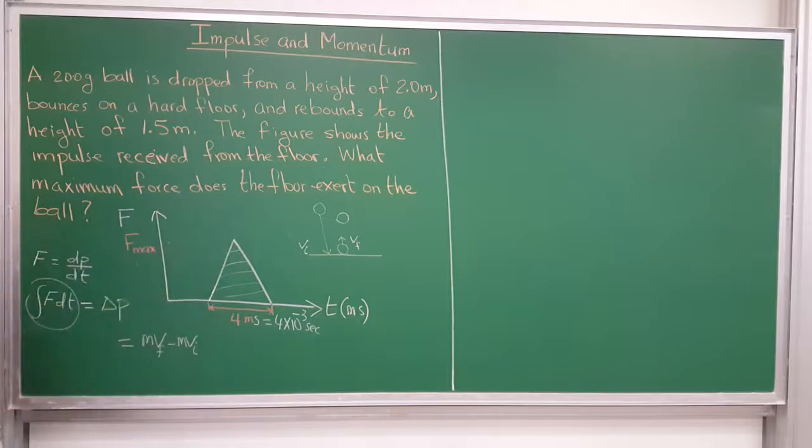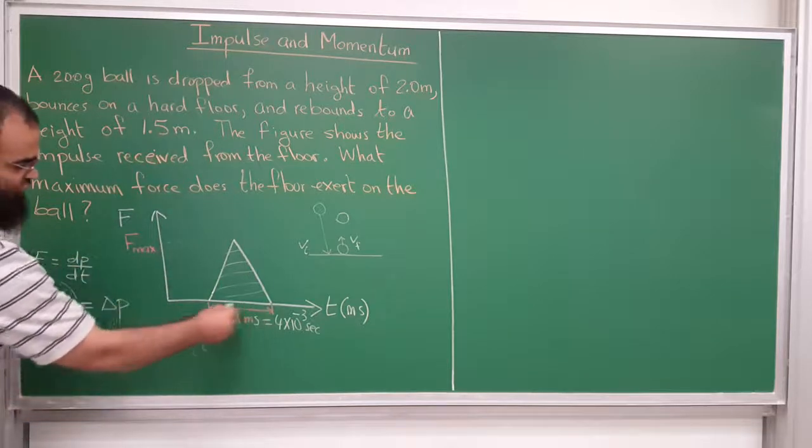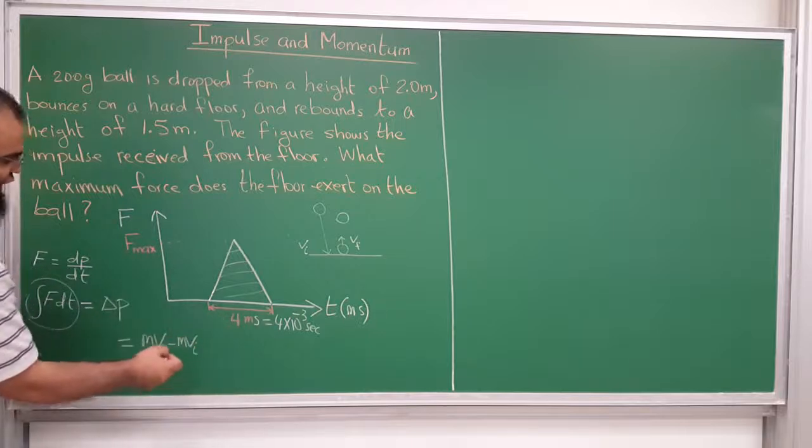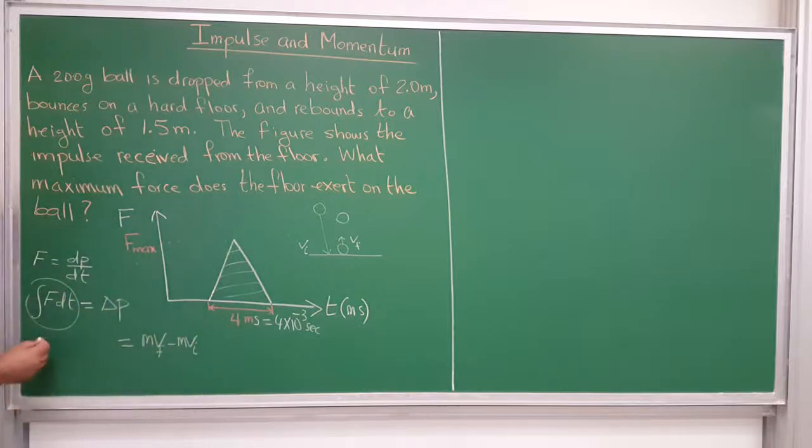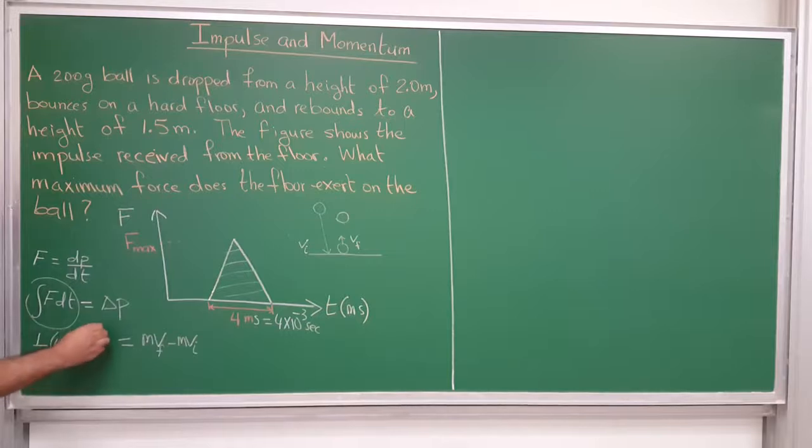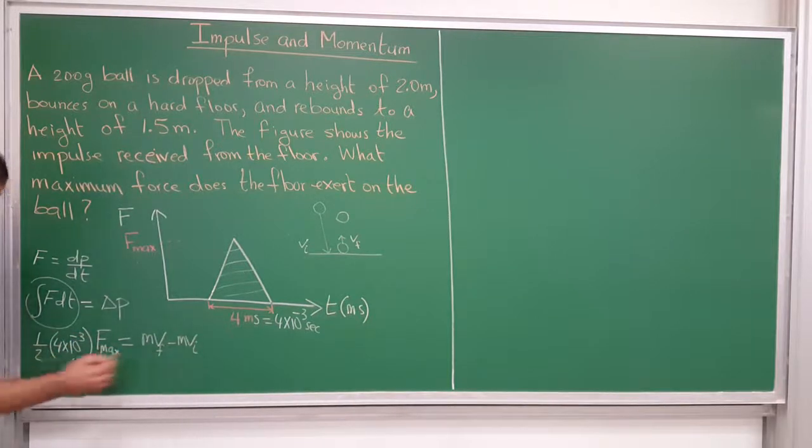In this case, it's a triangle, so the area is half the base times the height. Half the base is half of the 4 milliseconds, times the height. So the area would be 1/2, the base is 4 milliseconds, so that's 4 times 10 to the minus 3, and then times F max, that is the height. So if I find V final and V initial, and then I have this left side, I can just find F max.